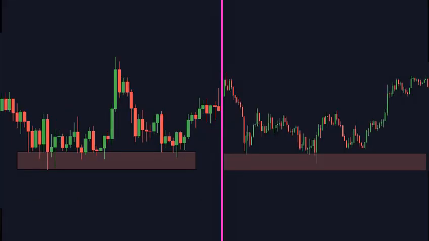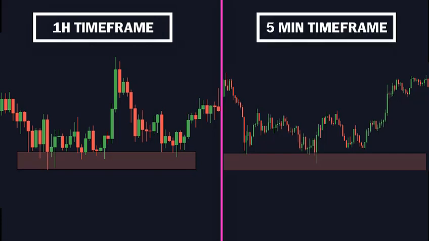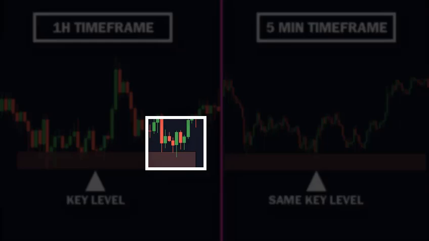Now we will look at the detailed strategy and examples. In this strategy, we are using multiple time frames. On your left side, 1 hour time frame, meaning every candle represents 1 hour of time. On your right, 5-minute time frame, meaning every candle represents 5 minutes of time. Here is the key support level on the 1 hour time frame and the same key support level on the 5-minute time frame. This is the first time price has moved drastically from this level. So we will look for trade opportunities here on the lower time frames.